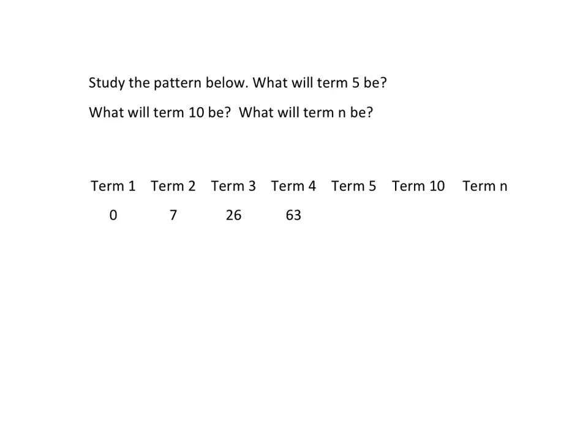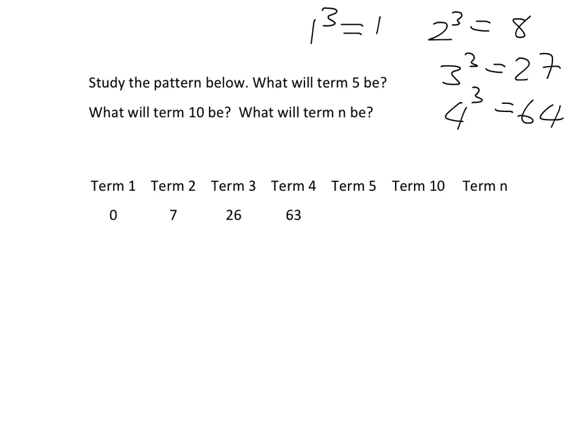Okay, did my clue help you at all? Hopefully it did. We know that, let's just do it on the side here. We know that 1 cubed is 1. 2 cubed is 8. 3 cubed is 27. 4 cubed is 64. So hopefully those cube numbers are very firmly in your head, because this is going to help you with patterns. Let's have a look then. If we're looking here, what's the relationship between the term number and the actual number itself? Term 1, so for the 1, it maps to a 0. For the 2, it maps to the 7. For 3, it maps to the 26. And for 4, it maps to the 63.